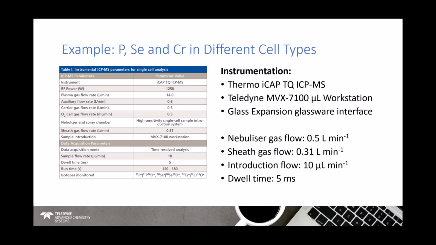Now, they were looking at phosphorus, selenium, and chromium, and they were using, in this case, to avoid polyatomic ion interference, an oxygen cell gas to oxidize the analytes of interest, and therefore they were measuring phosphorus at 47, they were measuring selenium at 96, and they were measuring chromium at 68.